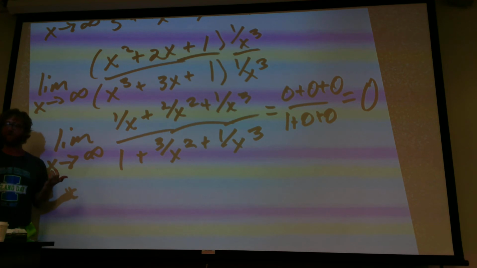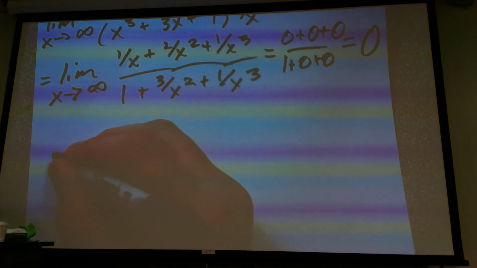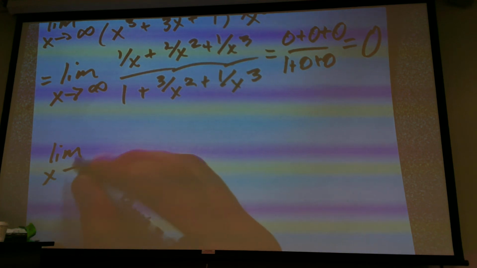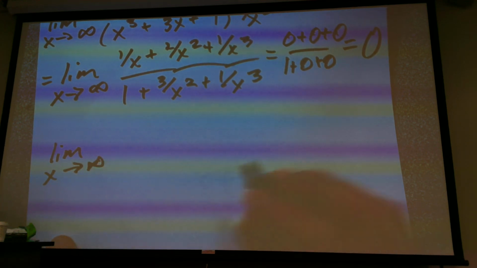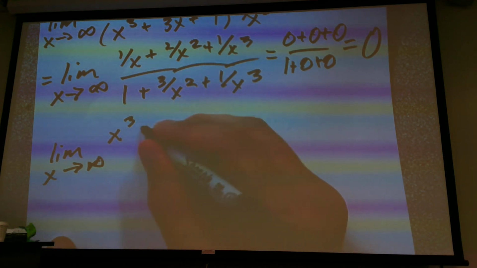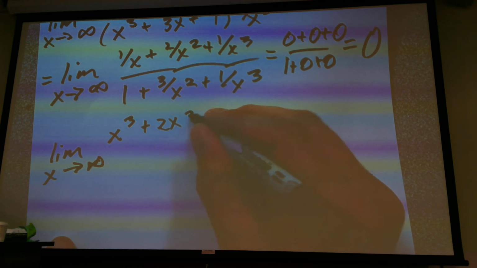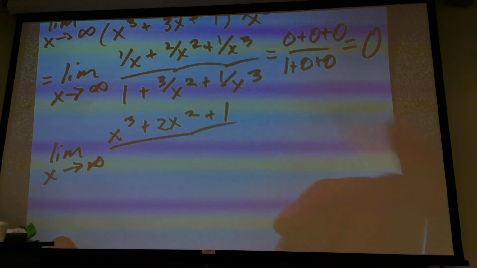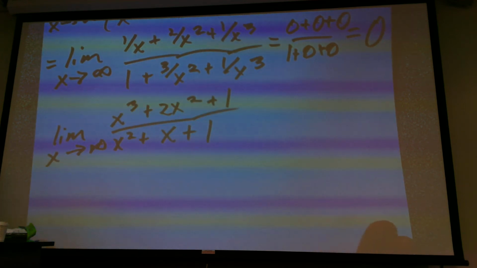What if the higher degree is on top, though? Let's say we have the limit as x tends towards infinity of, let's say, x cubed plus 2x squared plus 1, and now divided by x squared plus x plus 1.